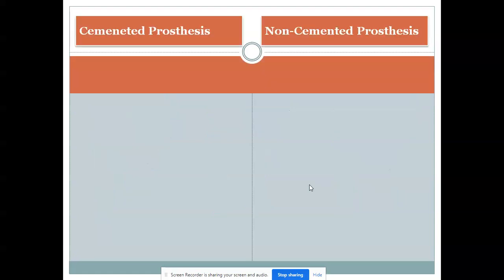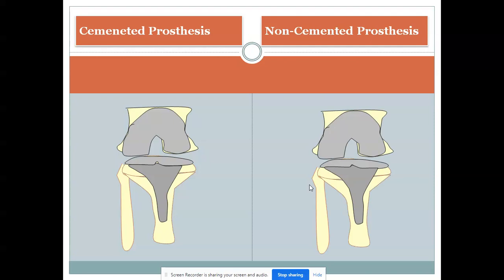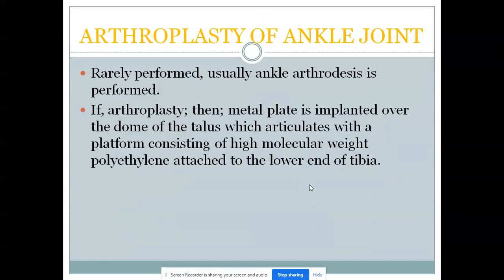Now coming to cementation type. When we are talking about cementation type, it is either cemented or non-cemented prosthesis. In cemented prosthesis, methyl methacrylate is used to cement the prosthesis to the bone. In non-cemented, screws are used to fix the prosthesis to the bone.